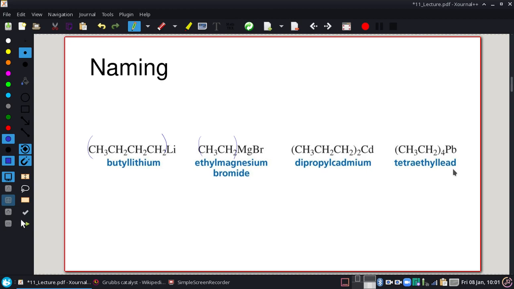Now, when they get a little bit more complex, when we can't name the substituents quite so easily, it changes this some. But we really don't bother with that too much. Right now, we're just going to be naming them kind of like this. We're not going to get into the crazy advanced naming with organometallics at this point.